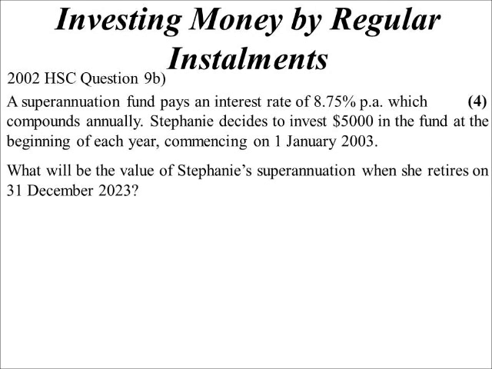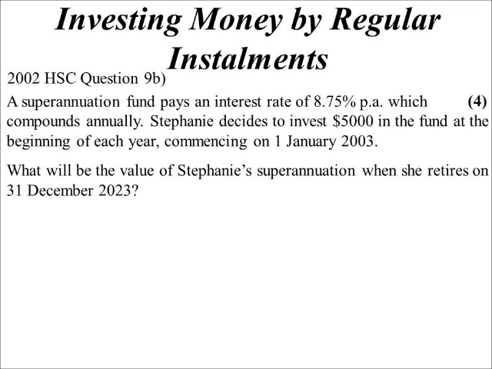This one comes from the 2002 HSC. So here it is, a superannuation fund. It's going to pay an interest rate of 8.75%, compounding annually. Stephanie is going to invest $5,000 at the beginning of each year, commencing on the 1st of January 2003. What will be the value when she retires? Who can retire after 20 years? Anyway, when she retires on the 31st of December 2023.